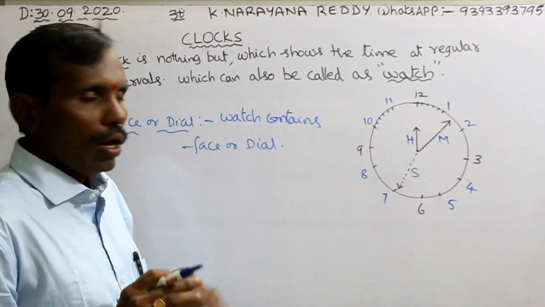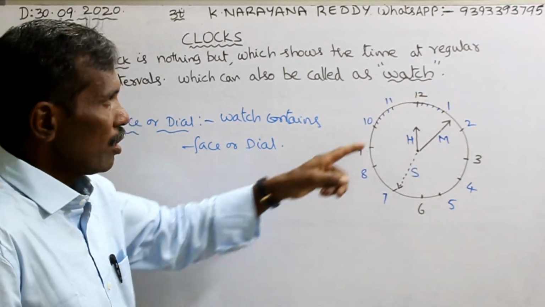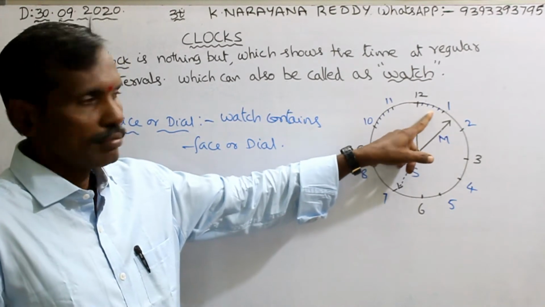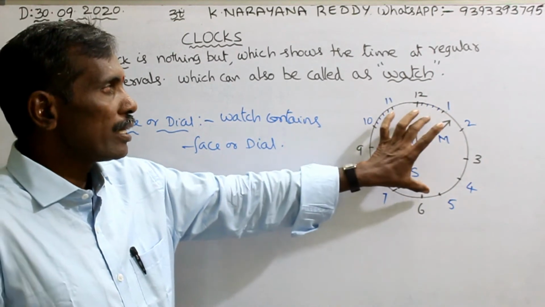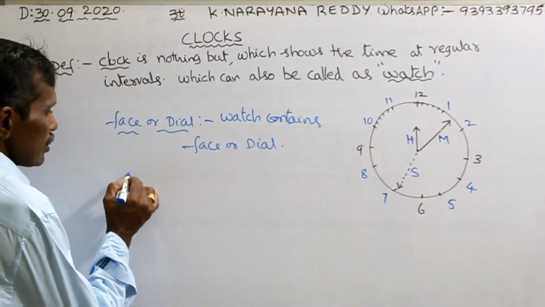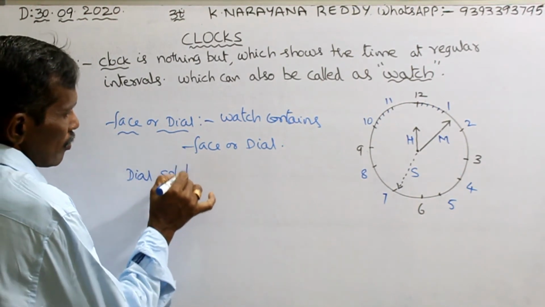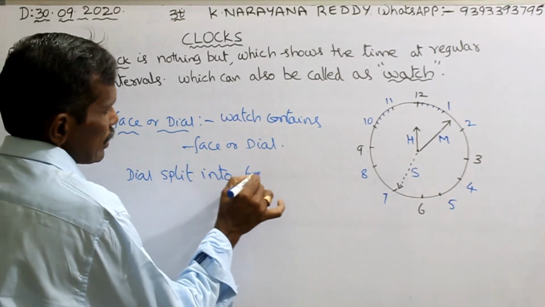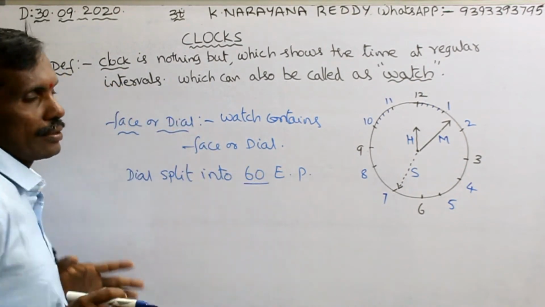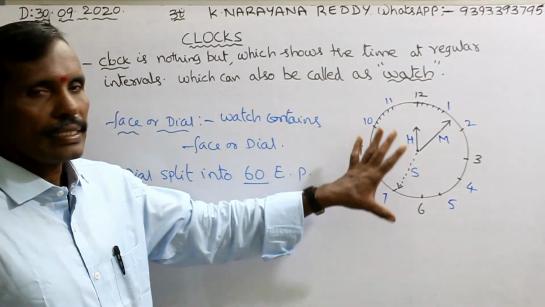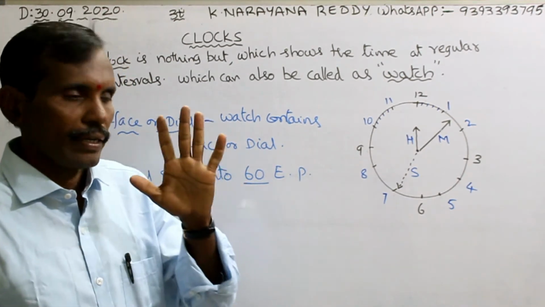Now, this can be divided into 60 equal parts. From here to here is 5. In the same manner, up to here, there are totally 60 parts. The face or dial is split into 60 equal parts. This is important. How many parts are there? 60 equal parts. Each part is called a minute.